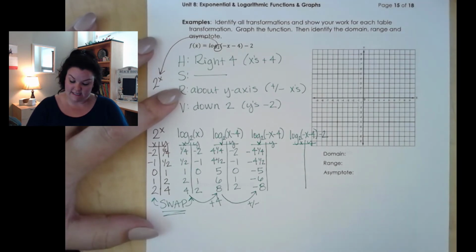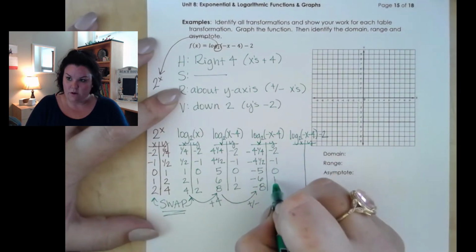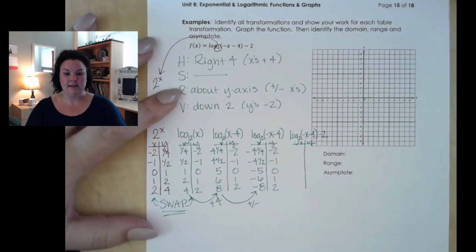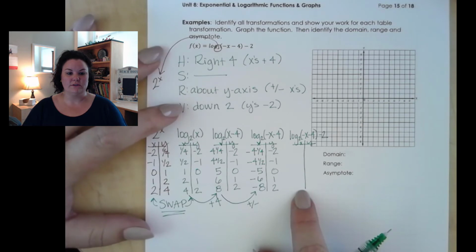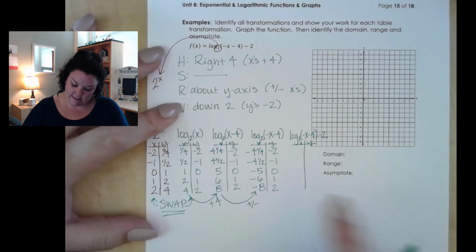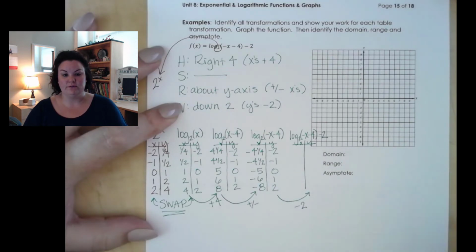My y's stay the same. So -2, -1, 0, 1, and 2. Okay, and then my last transformation table is my vertical shift to go down 2. So I'm going to take my y's from the previous table and just subtract 2 from them.